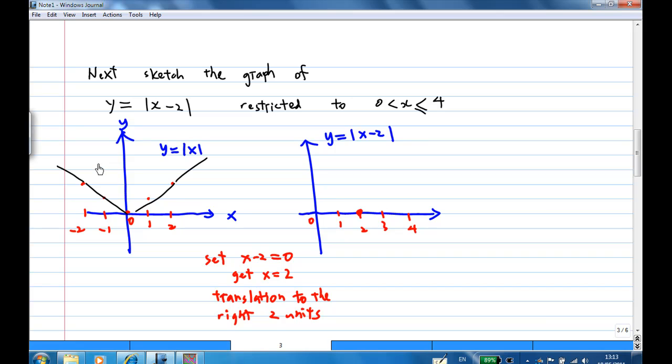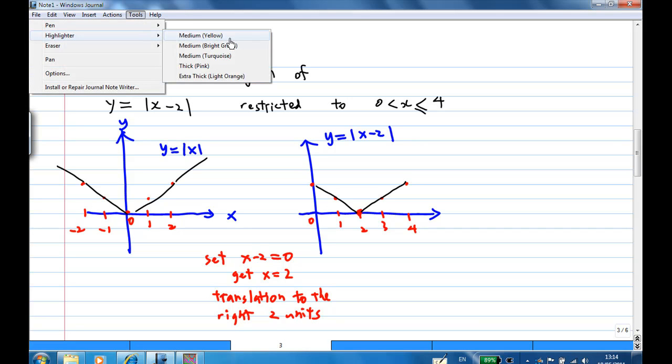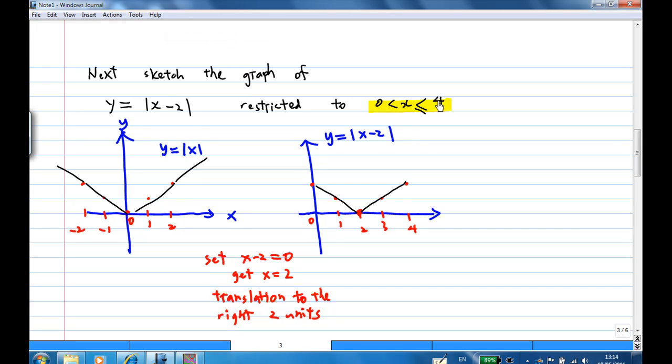So for example, when x equal to 1, y equal to 1. When x equal to 3, y equal to 1. When x equal to 0, y equal to 2. When x equal to 4, y also equal to 2. And you get the graph of this piece. Since we're only interested in the portion of the graph from 0 to 4, and we have the graph from 0 to 4 now, that is sufficient.